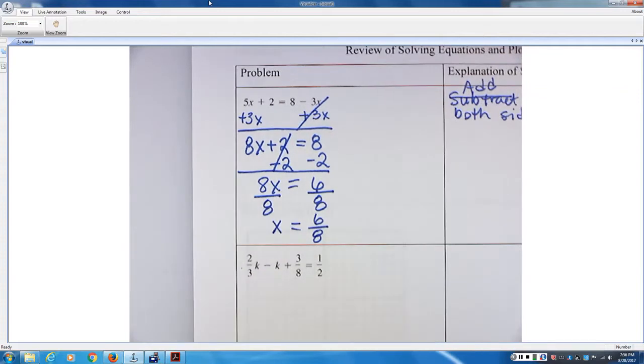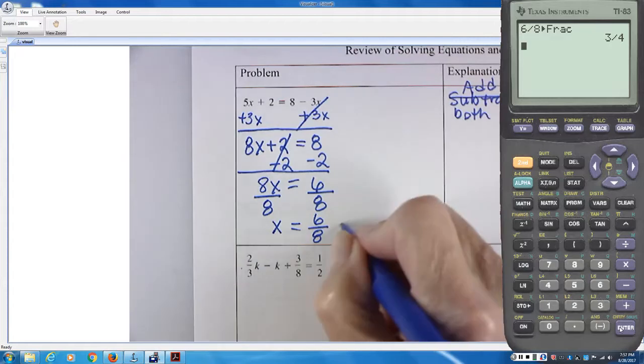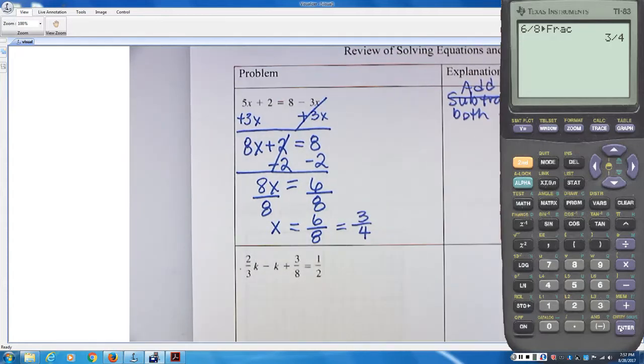Now here's where the calculator comes in. Since my math lab is persnickety, and ordinarily I'd tell you that answer's fine, turn it into a decimal. But since my math lab is persnickety, grab your calculator, turn it on, enter, and since there's only one fraction, we don't have to worry about it not doing order of operations right. So I'm going to say 6 divided by 8, math, frac. So the answer is actually 3/4. Okay?